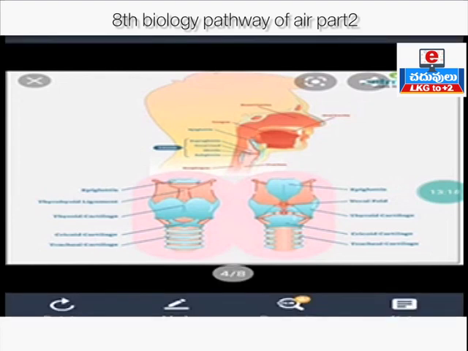The position of the epiglottis also changes with aging. As we grow up, the position of the epiglottis also changes. In infants, it touches the soft palate, whereas in adults the position is lower. You can observe here the different positions of the epiglottis in infants and adults. Do you agree with this statement?